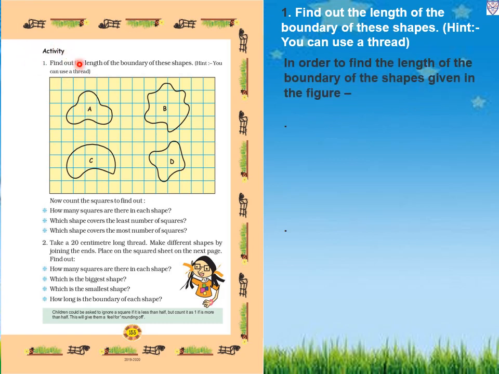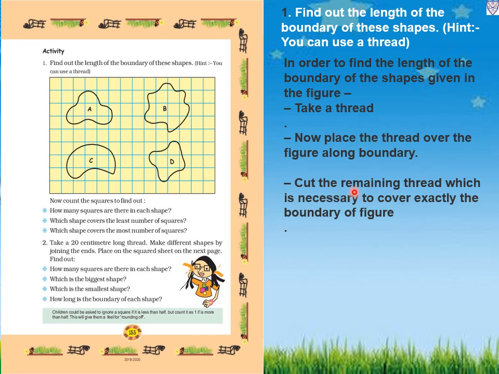So first, find out the length of the boundary of these shapes. We have to find the boundary of the shape with the help of a thread. In order to find the length of the boundary of the shapes given in the figure, first we have to take a thread. Now place the thread over the figure along the boundary. So we have to place the thread according to the shape of the boundary.